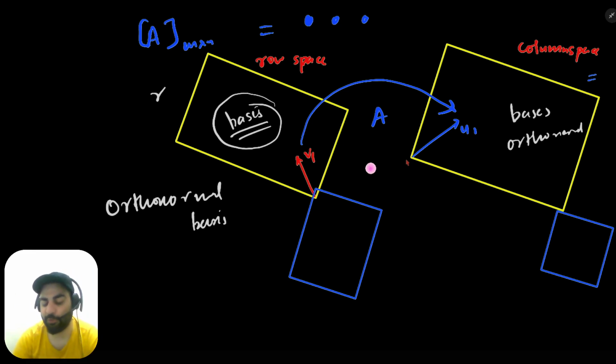Okay, into v2 to some u2. But the property they should follow is that all the things, v1, v2, v3, should be orthogonal to each other. Okay, then I'll normalize these things. That's the whole picture I want you to visualize.